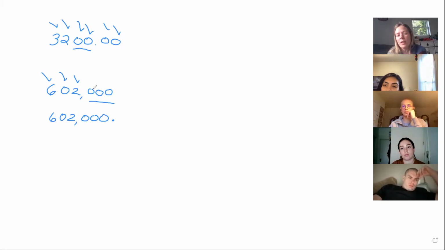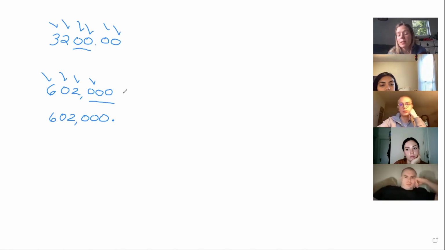What if only one of these zeros was significant? Let's say, for instance, this 0 was significant, but not these 2. How could you get around that? You could write the number in scientific notation, and I could write it as 6.020 times 10 to the 5th. Okay, that's a workaround so that I have 1, 2, 3, and 4 significant figures.